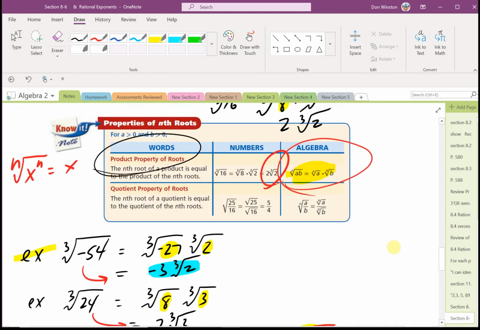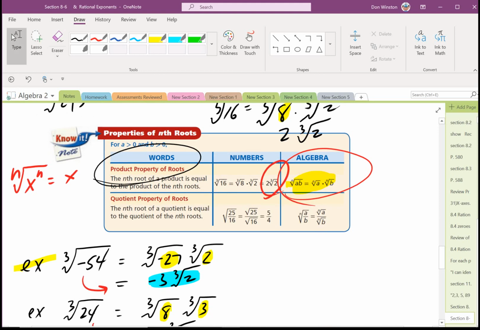Now, one thing this table doesn't mention, but I like to give students, and it's very important, is that the nth root of x raised to the n is just x. Here's an example. What's the square root of 4? Well, 4 is 2 squared. My index is 2, right? It's the square root. So the square root of 4 is 2.